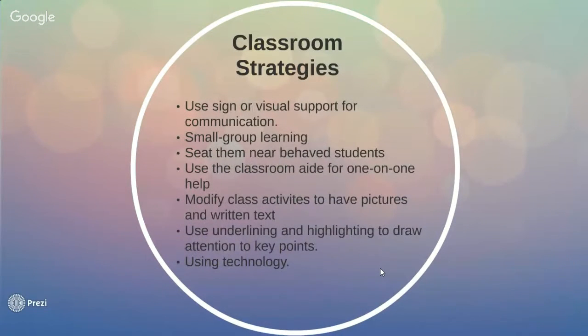Some classroom strategies to help with all of their different delays are to use sign or visual support for communication, since they generally can communicate better visually than verbally. Have small group learning. Seat them near well-behaved students because they tend to want to do exactly what other people around them are doing. Use the classroom aide for one-on-one help, which is something they'll probably need from time to time, especially as they get older and the gap of learning is going to stretch from how quickly they learn and how quickly their peers learn.